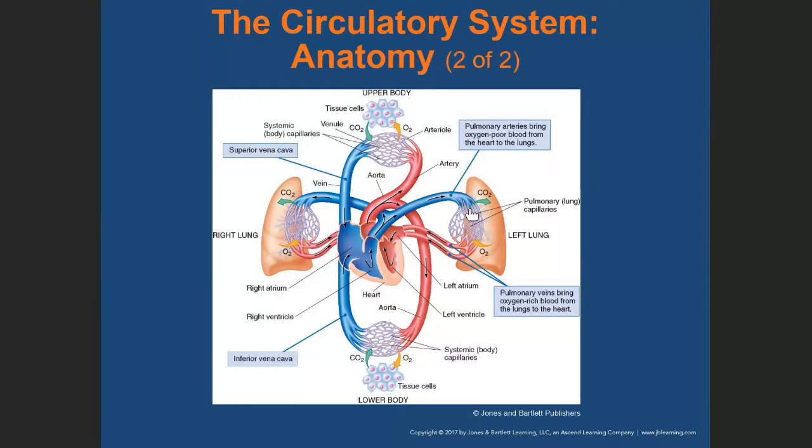And that air will have a high concentration of oxygen. So that oxygen will now diffuse from the alveoli into the pulmonary capillaries, and the CO2 will diffuse from the blood in the pulmonary capillaries into the alveoli, and then it is exhaled. Now the blood is oxygenated. Now on the oxygenated side of the pulmonary capillaries, it will eventually form pulmonary venules.